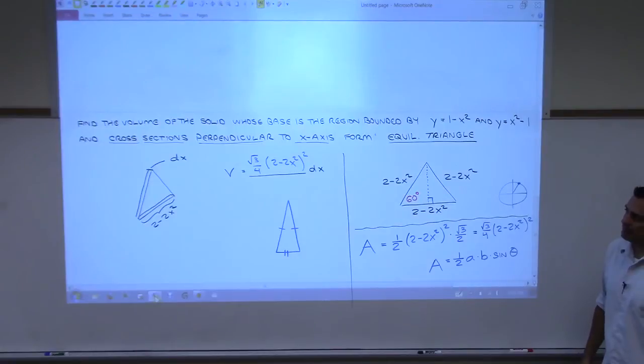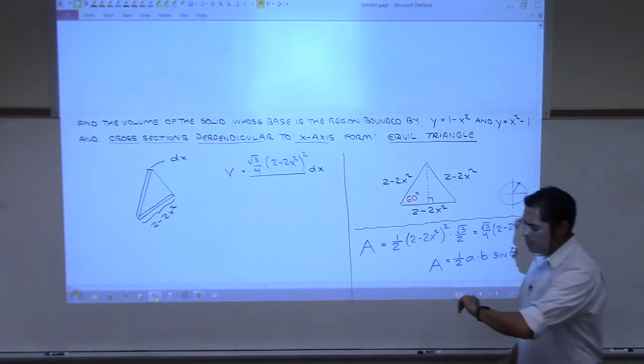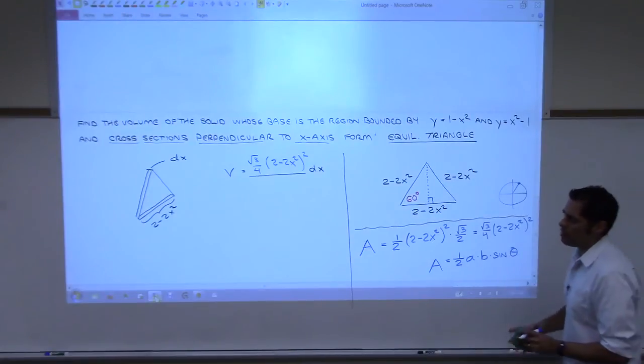Okay. Fun stuff. Let's now get our final formula. What is the volume of the whole solid?